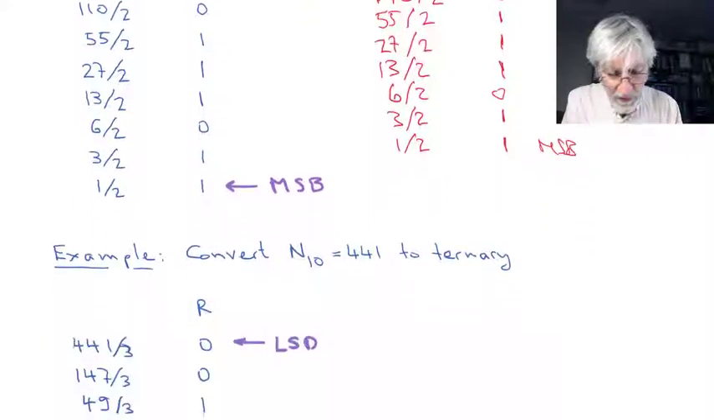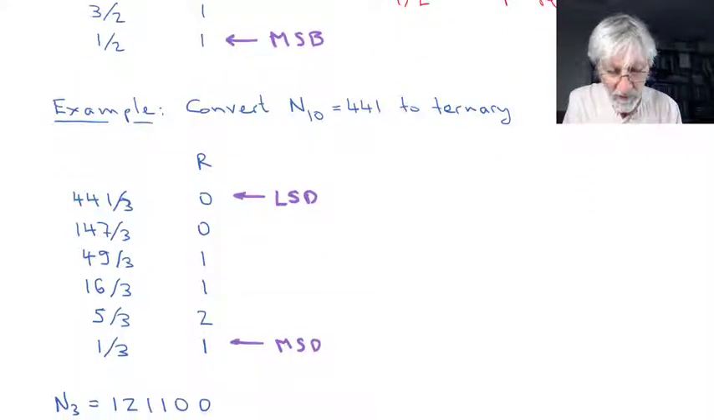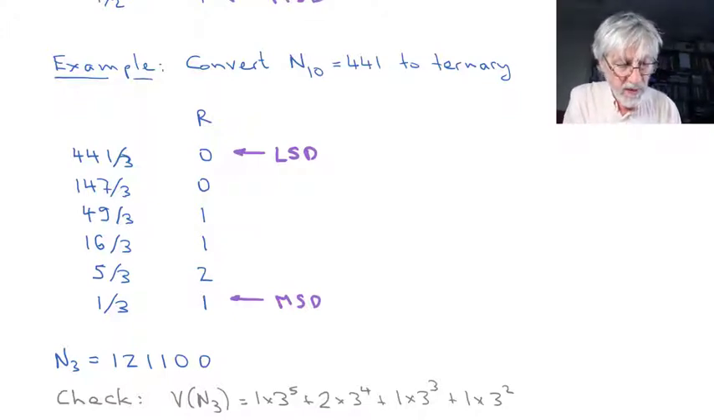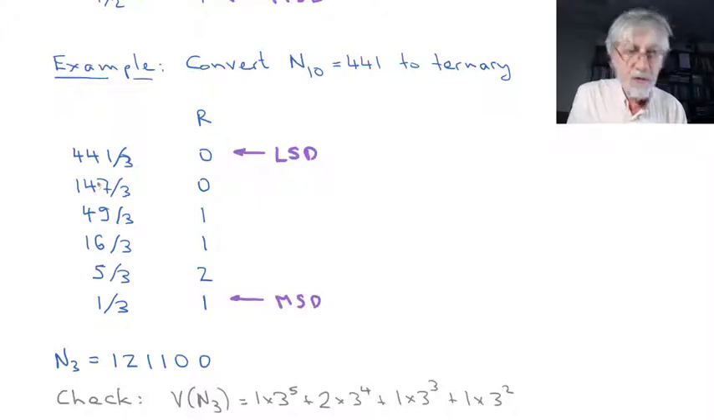Okay, let's do the same thing now for converting to ternary, just to see that it works not just for binary but for other number systems as well. So we're taking here 441, and we divide that by 3. 441 is divisible by 3. It's actually 3 times 147, so we get the remainder of 0. Then we take 147, that's again divisible by 3, and that gives us 49, and the remainder of 0.